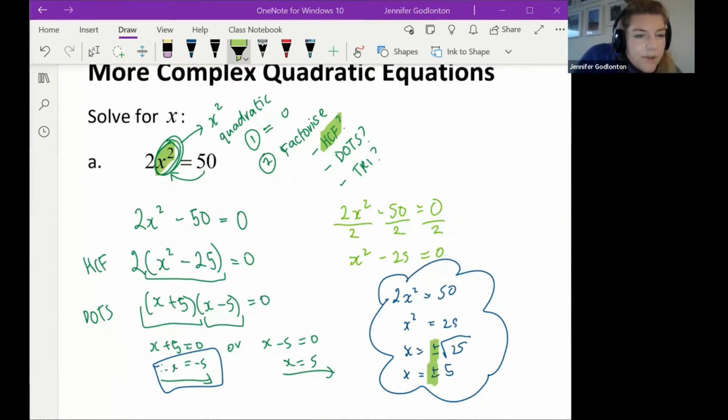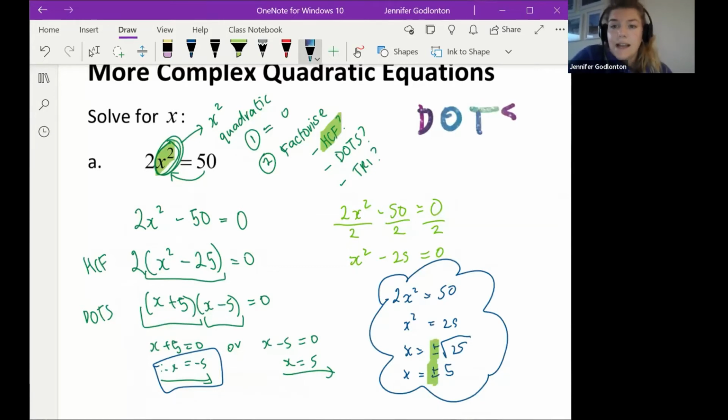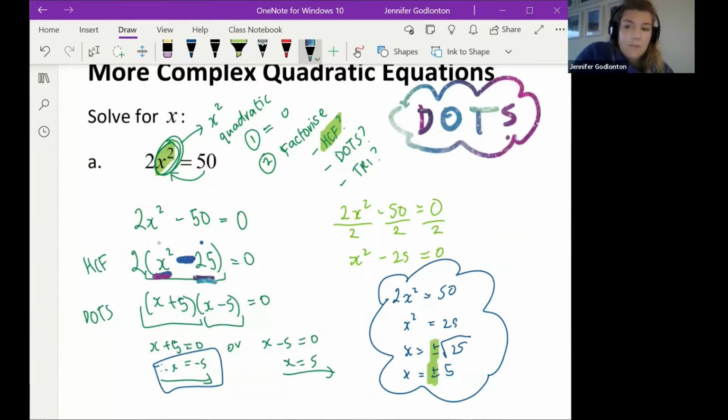How and where do we use DOTS? Okay, so DOTS, it's kind of in the word. The D stands for difference, so we need to have a minus sign. The O is just for of. The T is 2, so we need to have 2 terms, the x squared and the 25. Those are my 2 terms. And the S stands for squared, so they both have to be square numbers. x squared is a square number and 25 is a square number. And so if all of those things are met, then we can do difference of 2 squares.